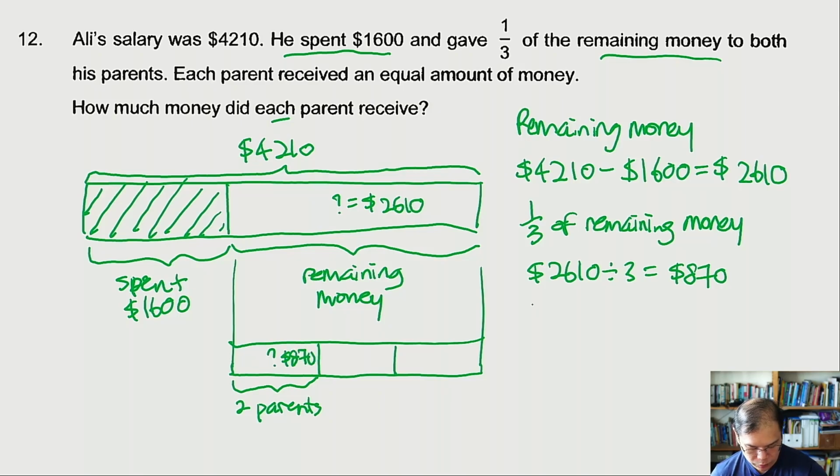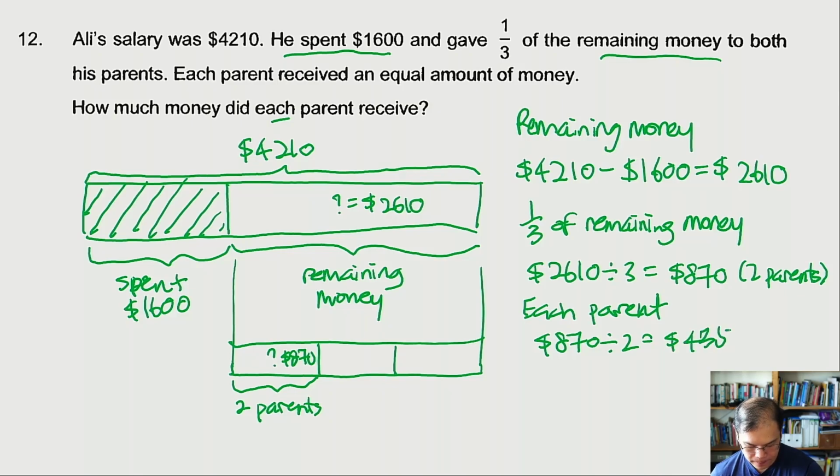And this is for 2 parents. So the question is asking how much money did each parent receive. So each parent will receive $435. Let me check. Yeah, $435.